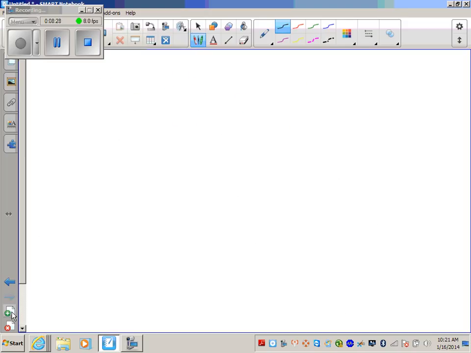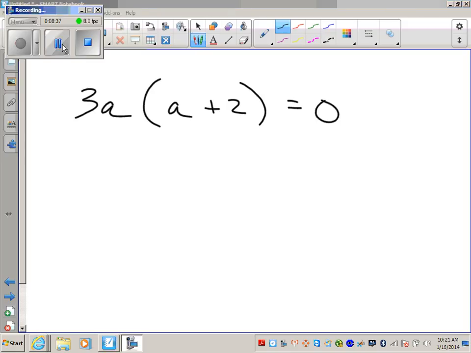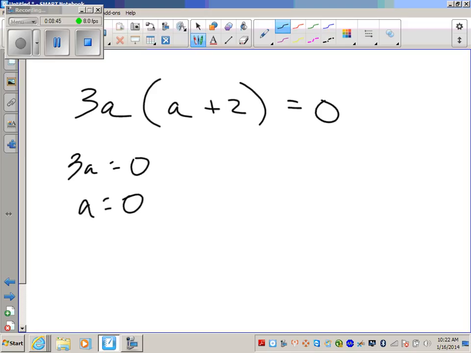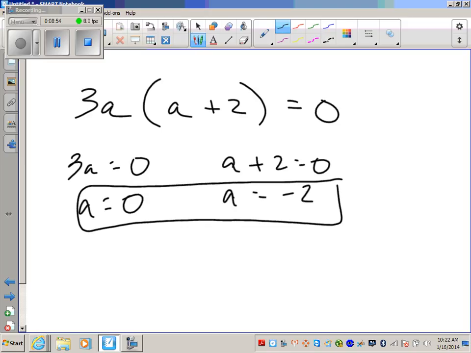So when we see this one, 3a and a plus 2 equals 0. Solve for the 3a. 3a equals 0, therefore first a is going to equal 0. Solve for the a plus 2 equals 0. Subtract 2 from both sides. a equals negative 2. a equals 0 and a equals negative 2. Okay? Question?